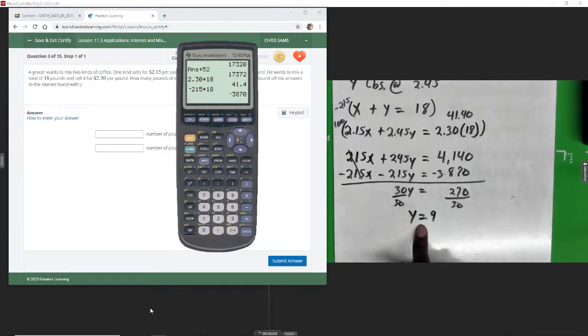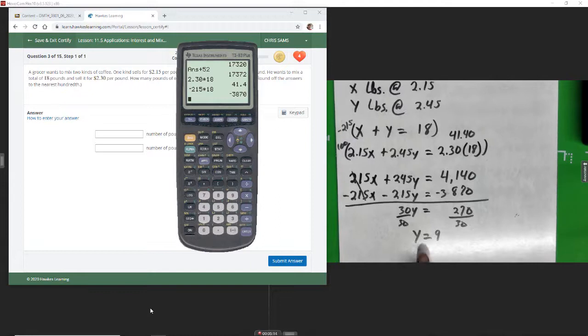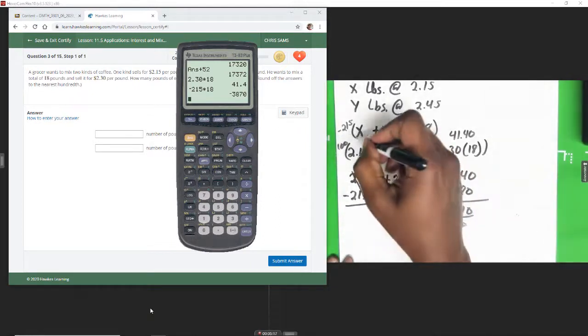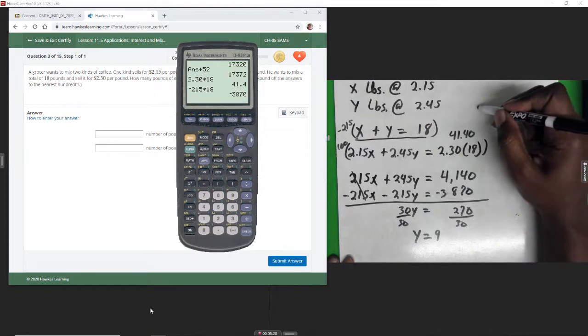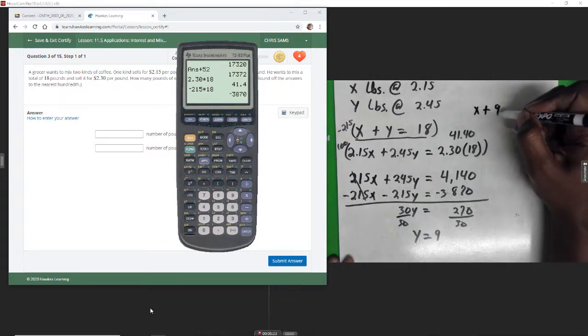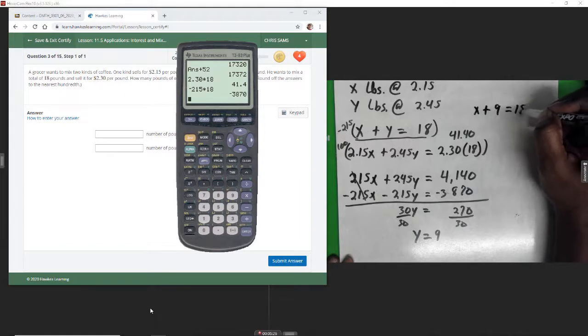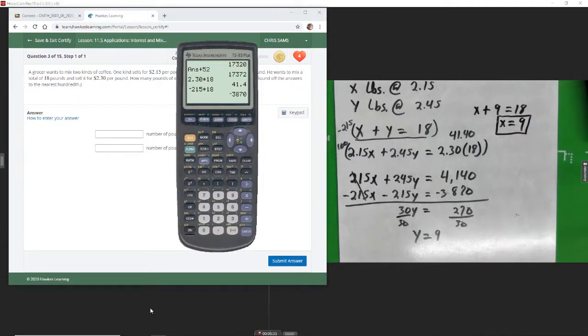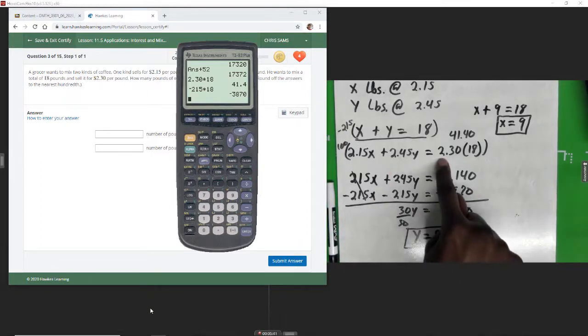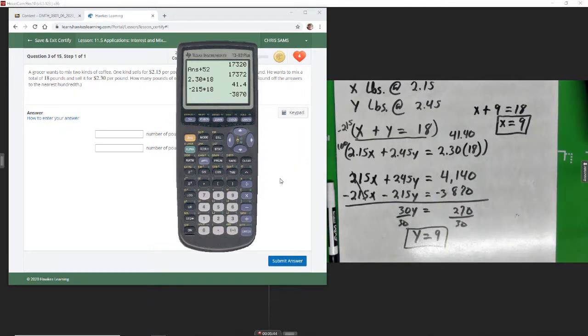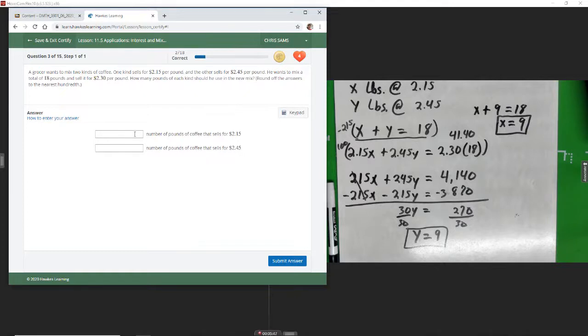So we use 9 pounds of the mixture that costs $2.45, which means if I just go back and plug this 9 in my original equation here, so x plus y, which is 9, equals 18. And when we subtract 9, we get that x is also 9. So we put 9 pounds of each mixture to get a total mixture that costs $2.30 per pound at 18 pounds of that. So we use 9 pounds at the $2.15 and 9 at the $2.45.